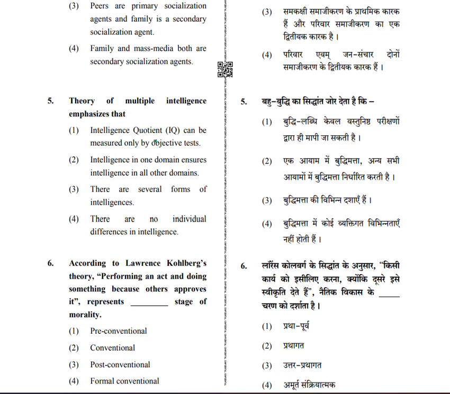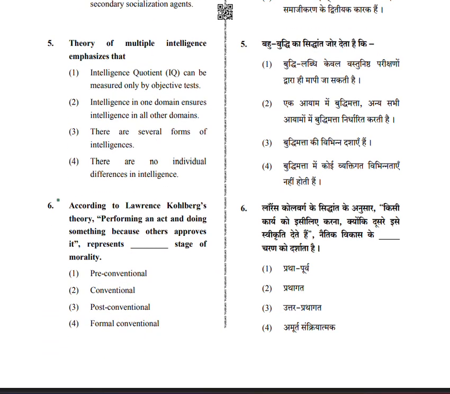So next one, theory of multiple intelligence emphasizes that. So here the theory of multiple intelligence emphasizes what? Four options they are given. Intelligence quotient, IQ can be measured only by objective test? No. Intelligence in one domain ensures intelligence in all other domains? No. There are several forms of intelligence. Yes, multiple intelligence emphasizes that there are several forms of intelligences. That is option 3 is the right answer.